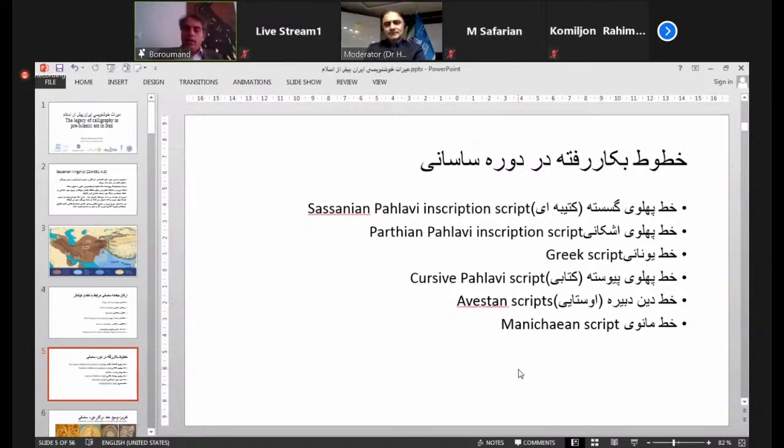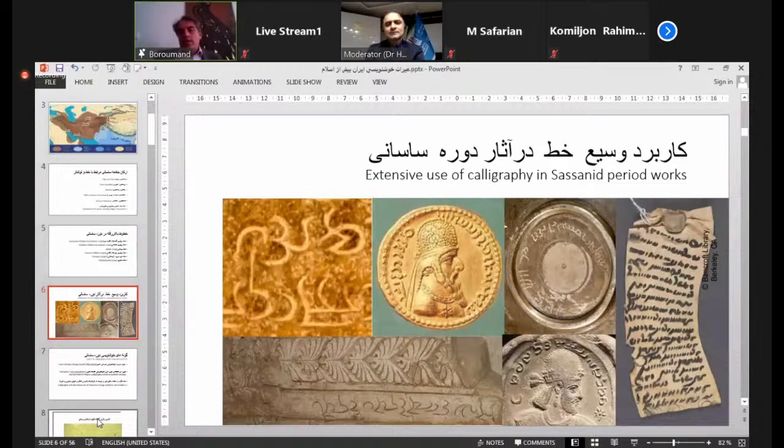In the religious field, we have two scripts with a clear root in the Sasanian period: the Din Dabire, the script used for writing religious books such as the Avesta, and the Manichaean script, which was used to write the prophet's religious instructions.